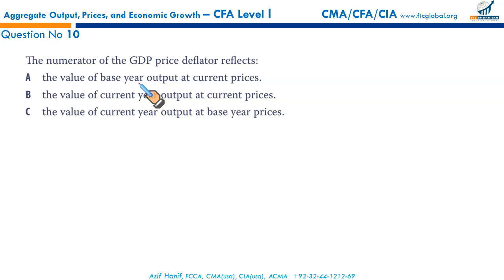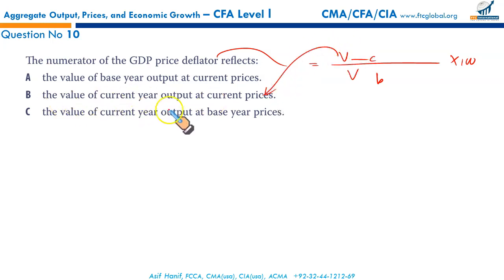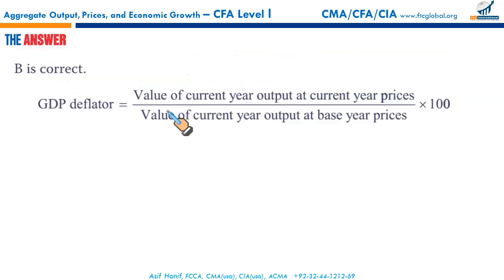The numerator of the GDP price deflator: first of all, the formula that you need to know is the value of current year output at current price level upon the value of current year's output at base price level, times 100. So when you talk about the numerator, that's the value of current year output at current year's prices, so that would make B the correct option. The value of current year output at current prices. B.